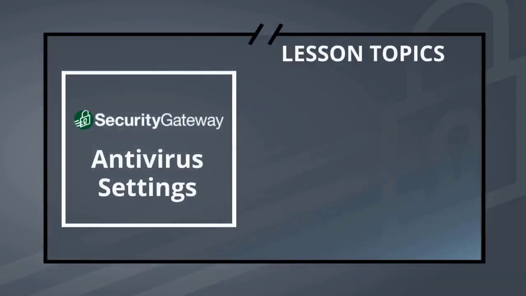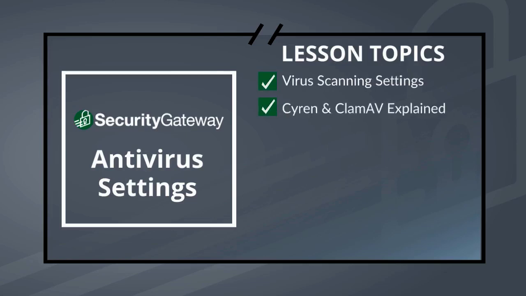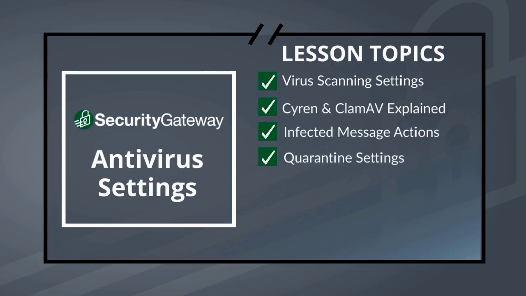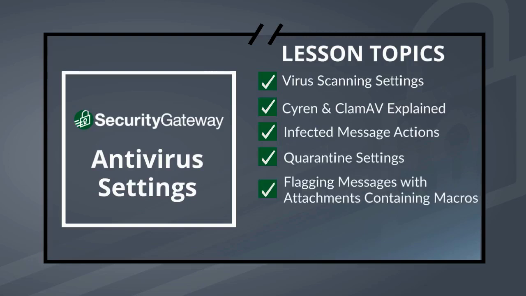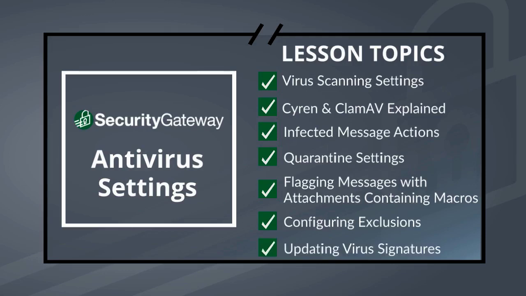This lesson covers the following topics: the virus scanning settings in Security Gateway, an explanation of the two antivirus engines Siren and ClamAV, how to handle infected messages, such as whether to delete them or quarantine them, configuration of quarantine settings, including handling of messages that cannot be scanned, flagging message attachments that have macros in them, configuring antivirus exclusions, and how to configure automatic and manual virus signature updates.